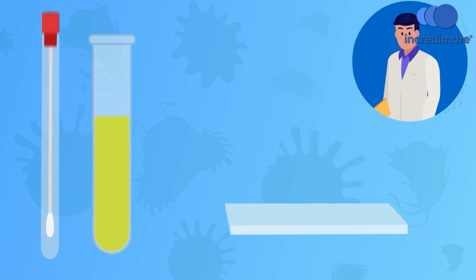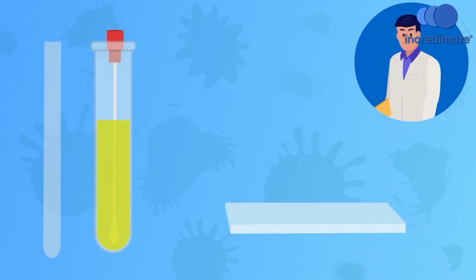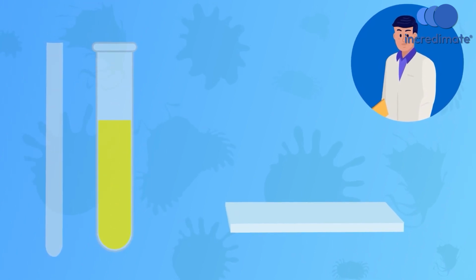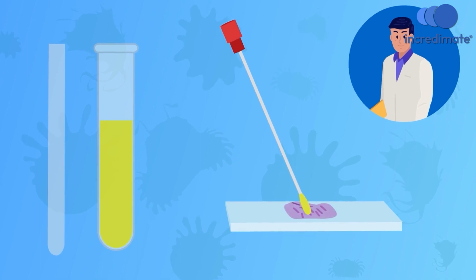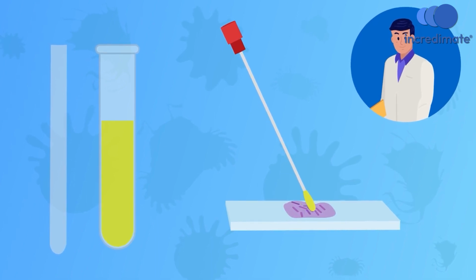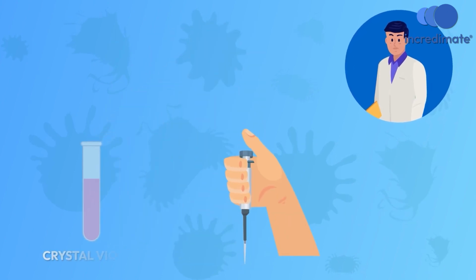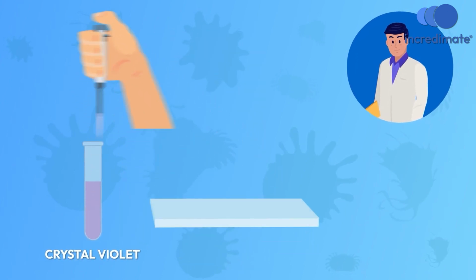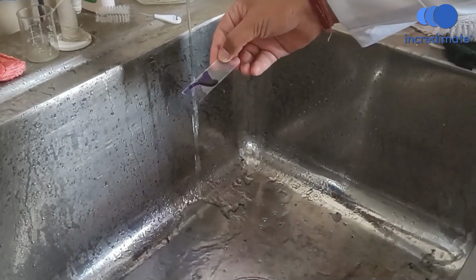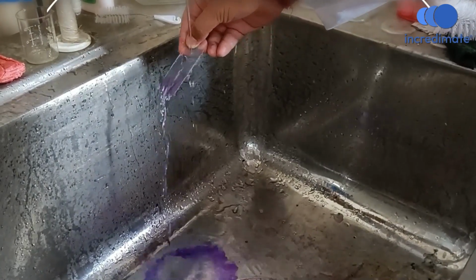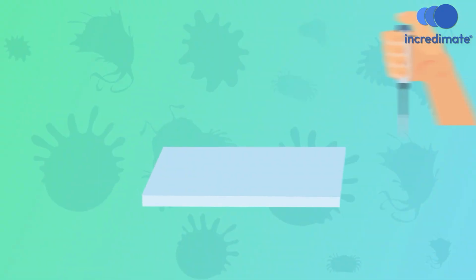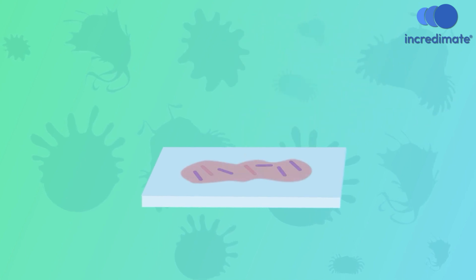Then comes Gram staining, which was developed by Hans Christian Gram, and it is used to differentiate between gram-positive and gram-negative bacteria. We will take our inoculum and smear it on the glass slide, then add our primary stain, which is crystal violet, followed by a mordant like Gram's iodine. Then we'll decolorize this by washing the smear with ethanol. Finally, we'll add in safranin for counterstaining.